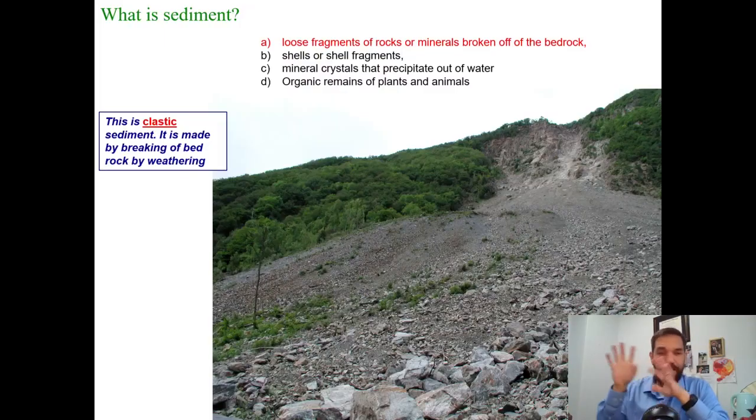So the first one, I have them all listed here, A, B, C, D. The first one here is just loose fragments of rocks or minerals that are broken off the bedrock. We're going to learn about weathering later, but these are just the loose bits and pieces of broken rock and mineral that get broken off of the crust, and they become loose material. And once those rocks are loose, they're no longer attached to the crust, you are officially sediment.